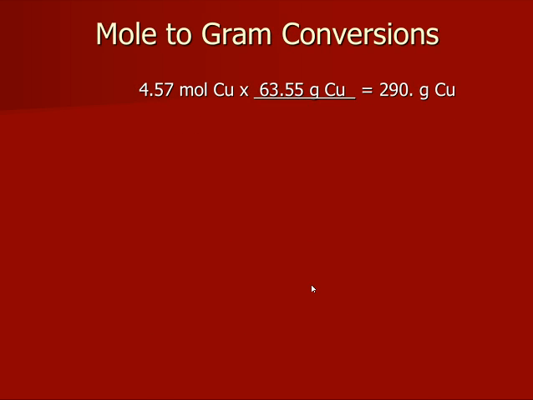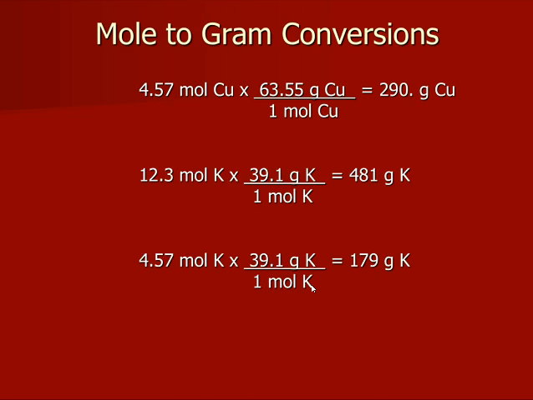Here's some examples of converting from moles to grams. Went too fast. We have 3 examples here. I have 4.57 moles of copper, and I want to figure out how many grams of copper I have. Now again, I know for sure I'm going to have moles on the bottom here because I need these moles to cancel out because I want my unit to be in grams when I'm done.